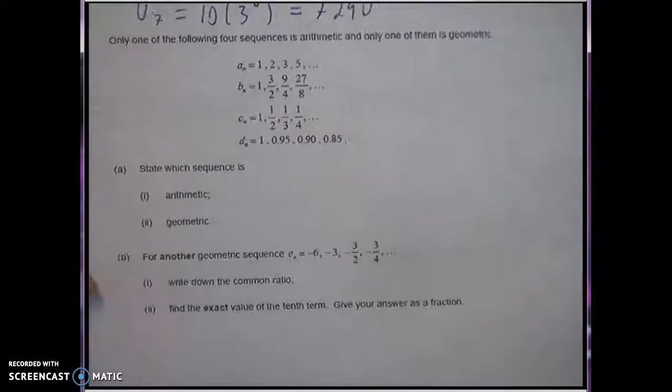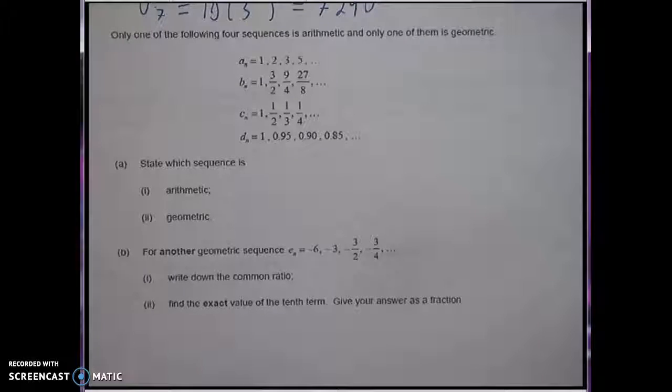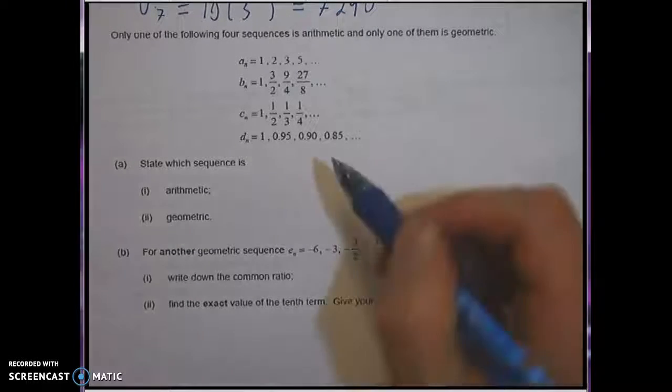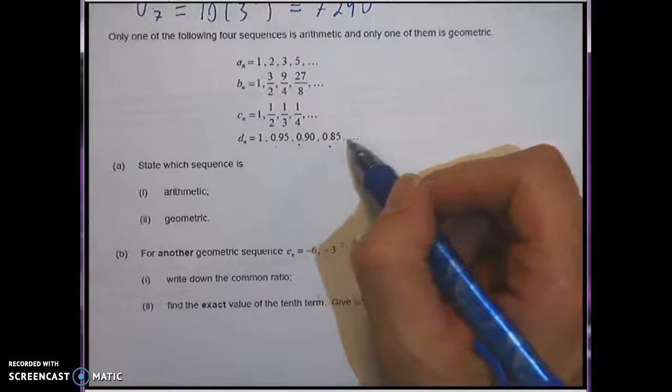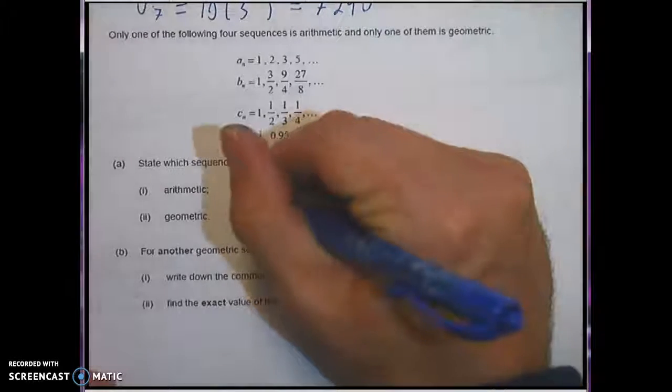Alright, here's another geometric arithmetic question I could ask you. Only one of the following 4 sequences is arithmetic and only one of them is geometric. Which one's arithmetic, which one's geometric? The arithmetic one's pretty easy. It's the one that's going down by a constant amount, 0.05, d sub n.